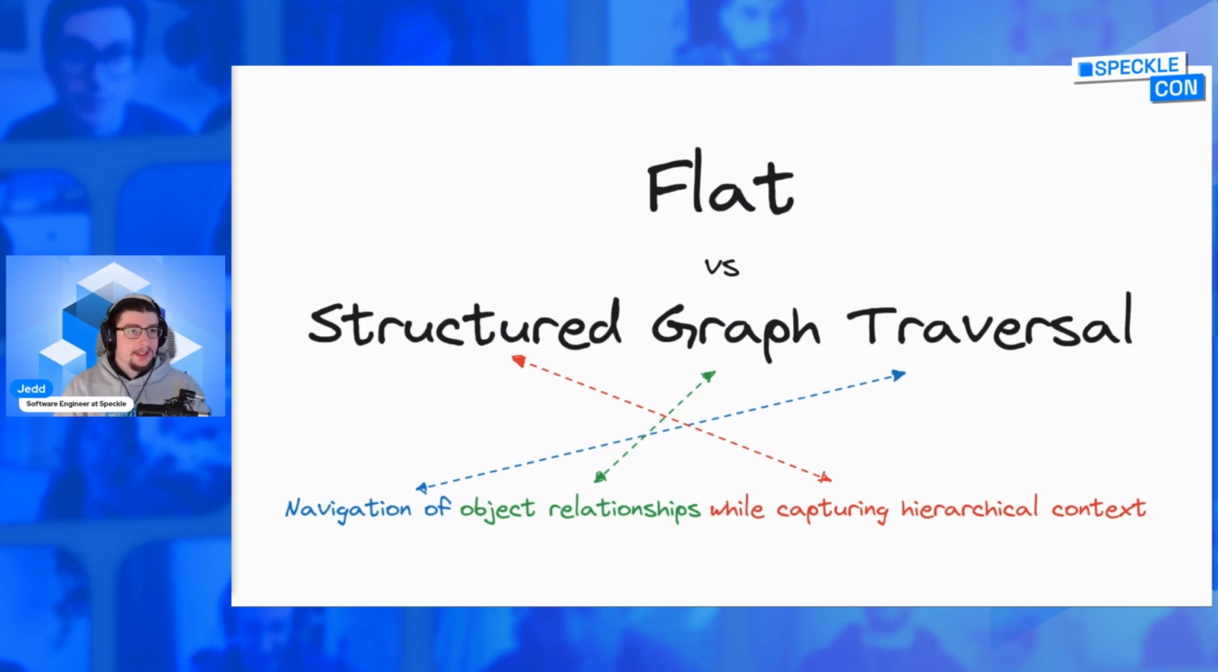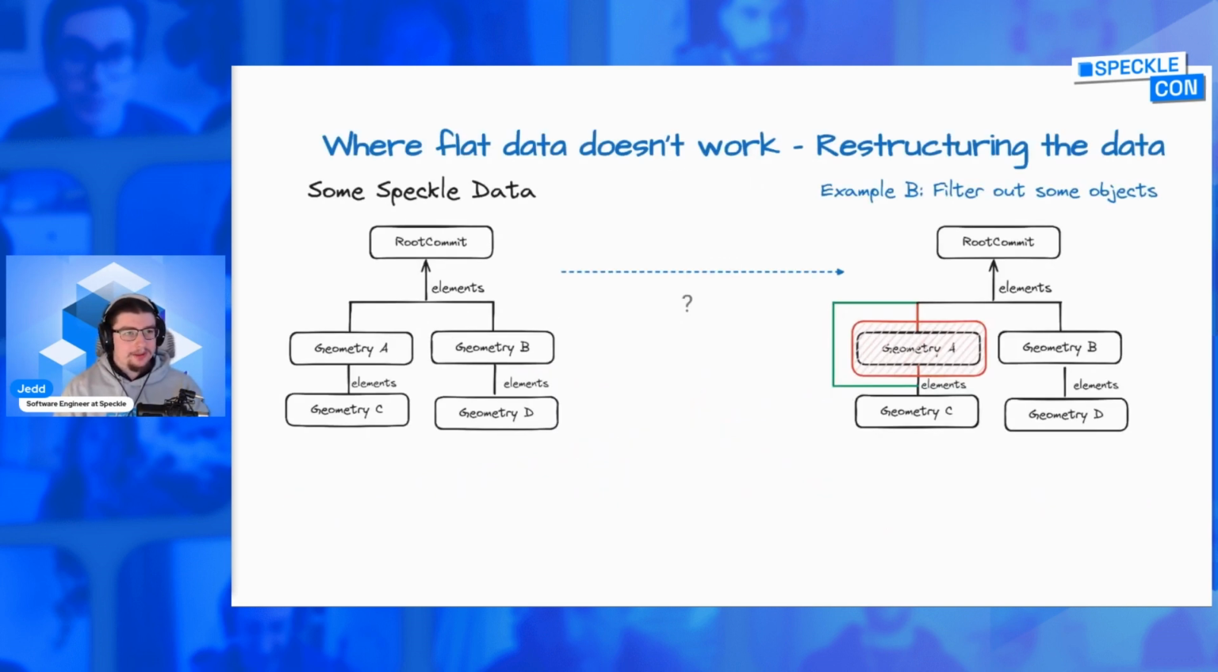Let's look at some other cases where we're transforming more than just individual objects. We're transforming maybe the structure of the graph or the relationships between objects. And what we'll find is that simple flattening is not always enough. We need the hierarchical context of where an object is in the graph, because that holds some semantic information that just isn't captured by flat data.